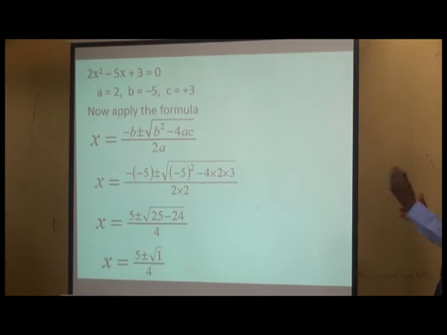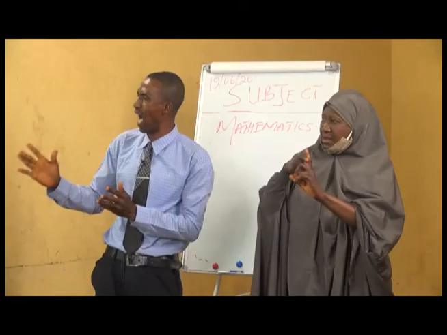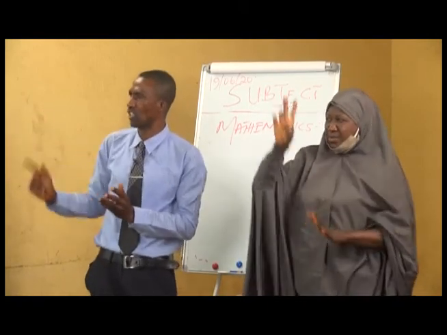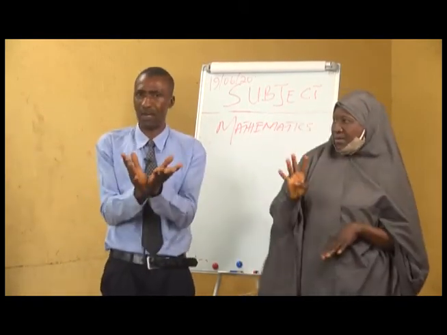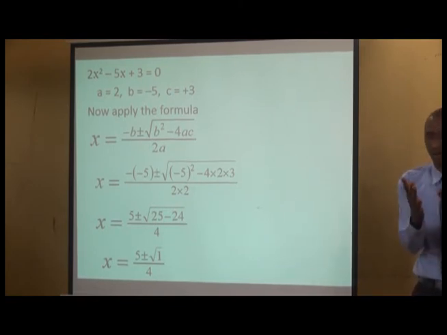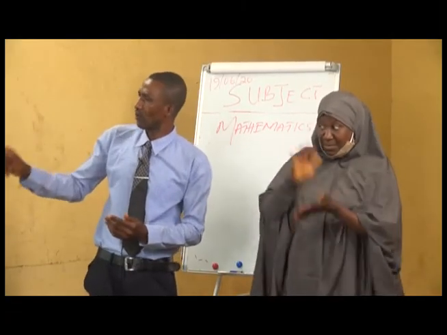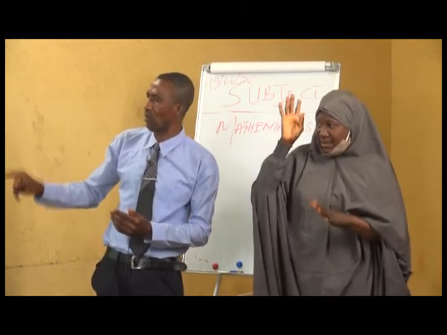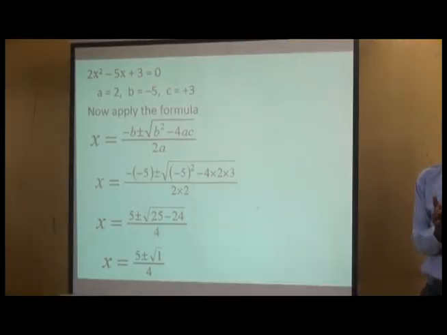So the numerator becomes 5 plus or minus the square root of 25 minus 24, all over the denominator, which is 2 times 2. And of course, 2 times 2 gives you 4. So that becomes x equals 5 plus or minus the square root of 25 minus 24 all over 4. Now, what is the value of 25 minus 24? The value of 25 minus 24 gives you 1. So x now becomes 5 plus or minus the square root of 1 all over 4.